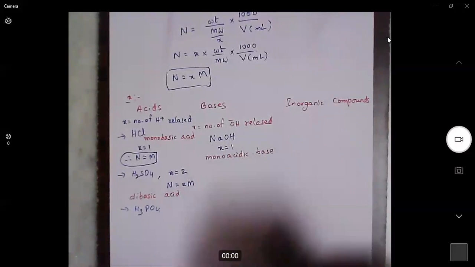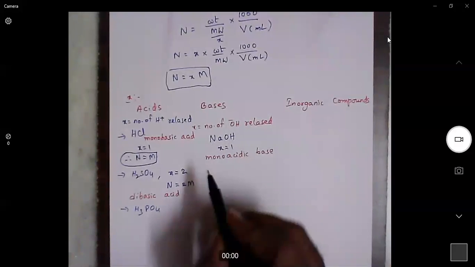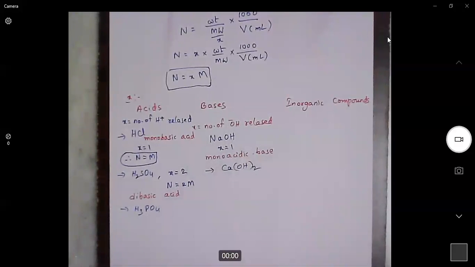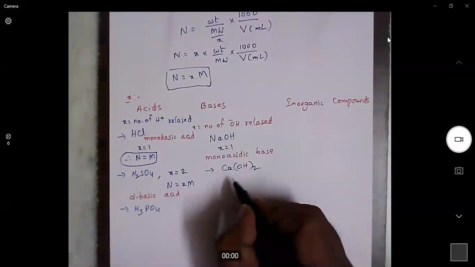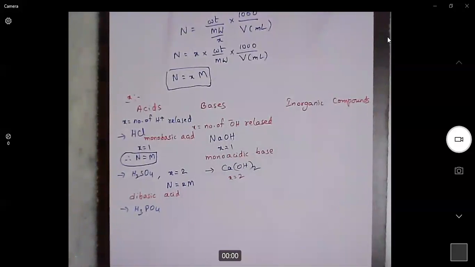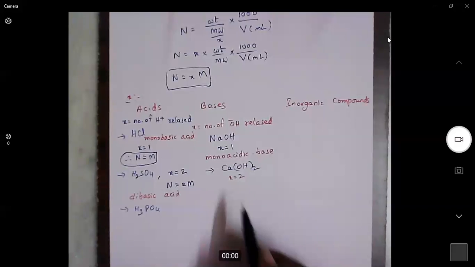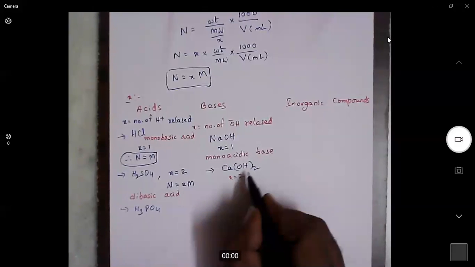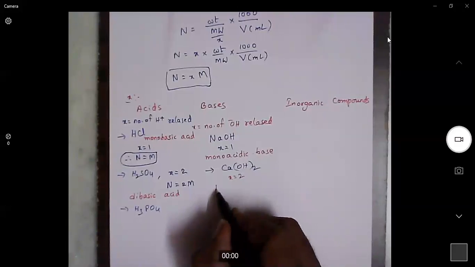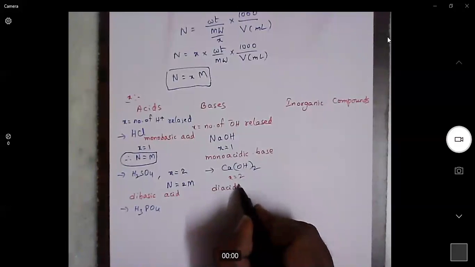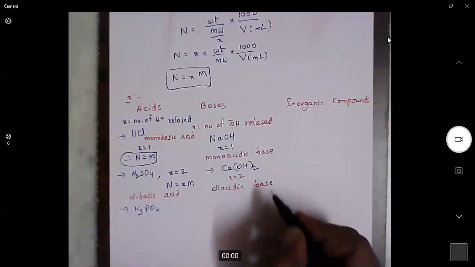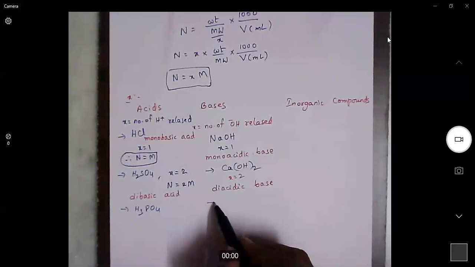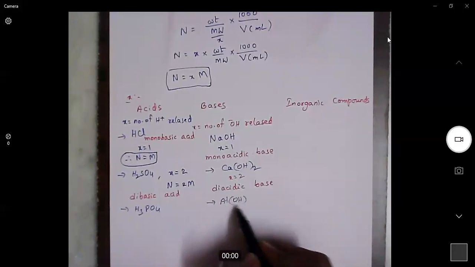Similarly, we can look at calcium hydroxide, which has OH twice. It releases 2 OH minus. So X is 2 in the case of calcium hydroxide. Since it releases 2 OH minus, it is called a diacidic base. Similarly, you calculate for aluminum trihydroxide.